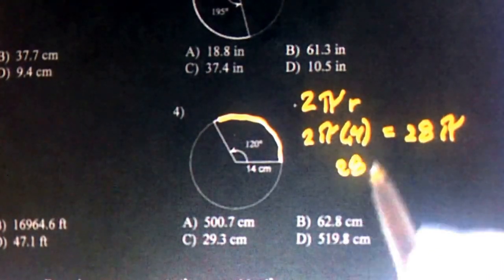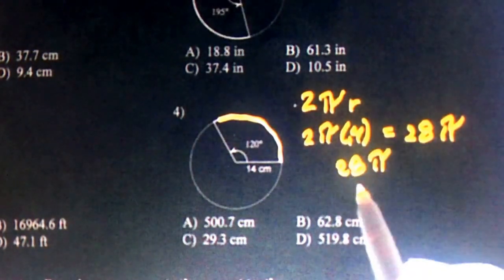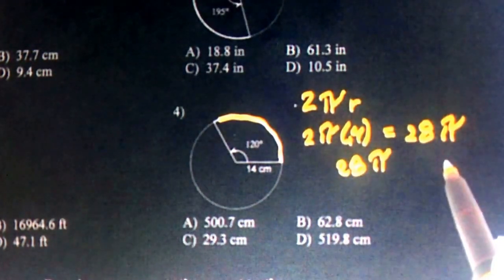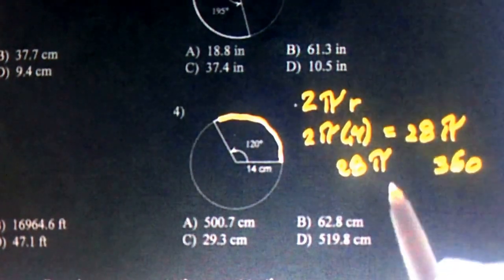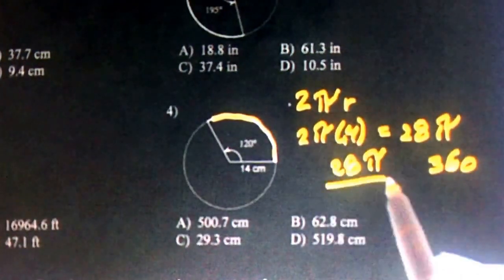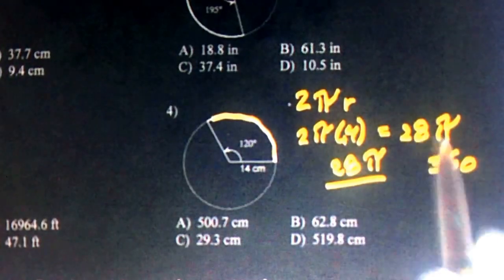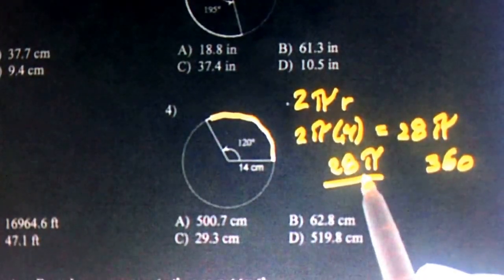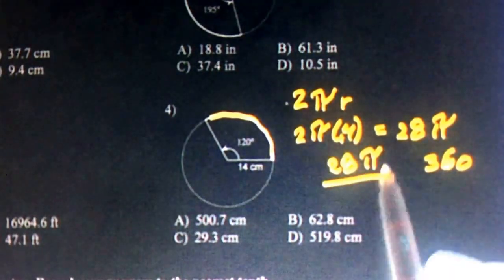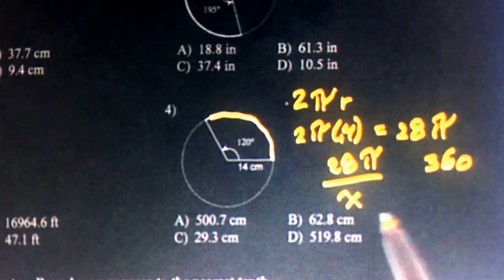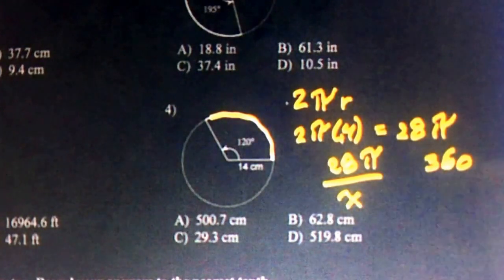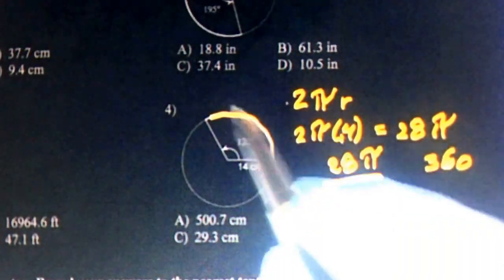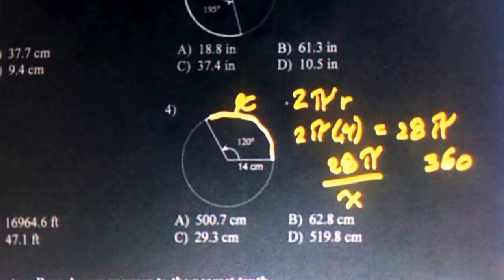28 pi is related to 360 degrees, because that's the entire circle, and we're forming a ratio here. 28 pi is the entire circumference of that circle, but we're finding x. In other words, we don't know. We're looking for the unknown circumference of this sector, which is labeled as x, a good old unknown.